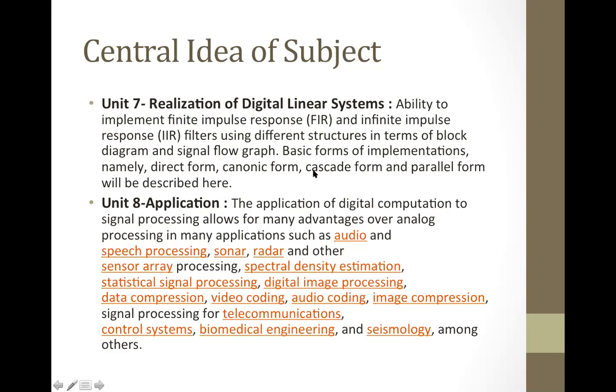For that purpose, different structures have been given under the realization of a digital linear system. In this chapter, we will study different forms of implementation, such as direct form, canonical form, cascade form, and parallel form. These are the four different techniques used to realize digital systems. And the last unit is the application unit. In the application unit, whatever we have studied up till now, we will study how we can apply it in the real world.